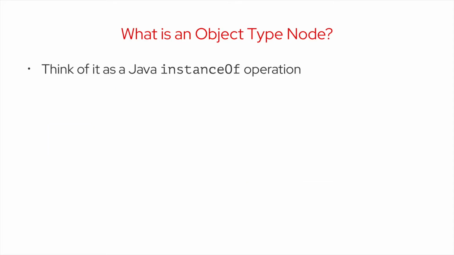What is an object type node? Think of an object type node, sometimes called OTN, as a Java instanceof operation. If an object matches the type defining the OTN, it will enter the Rete from that node. There's one OTN for each Java type defining each pattern. If two rules have two different patterns on the same object type, then only one OTN will be created.